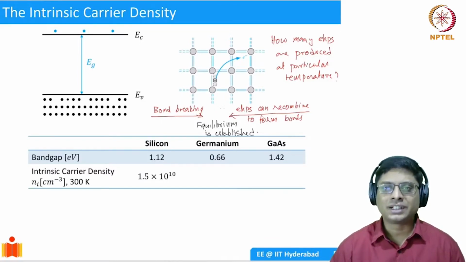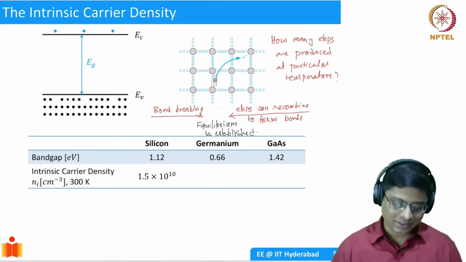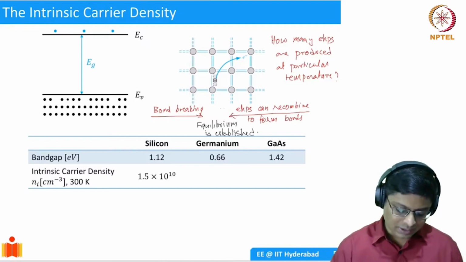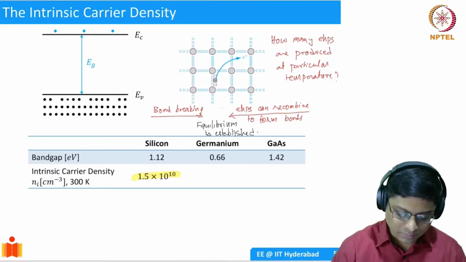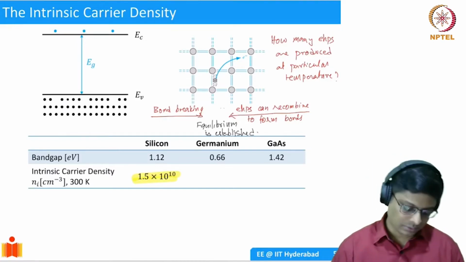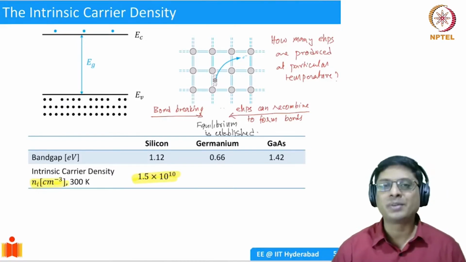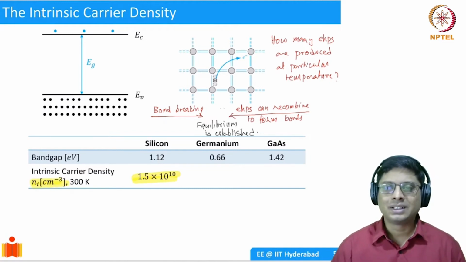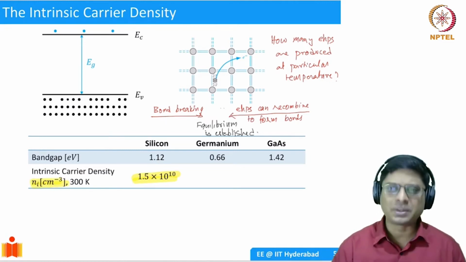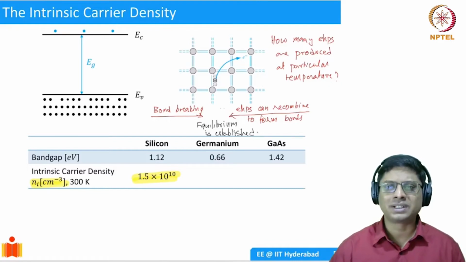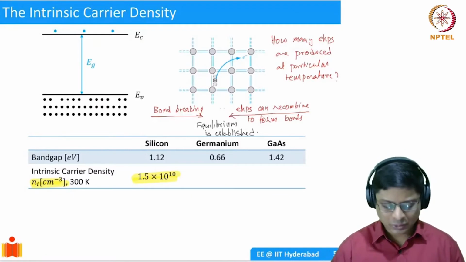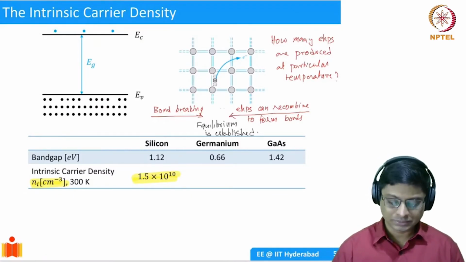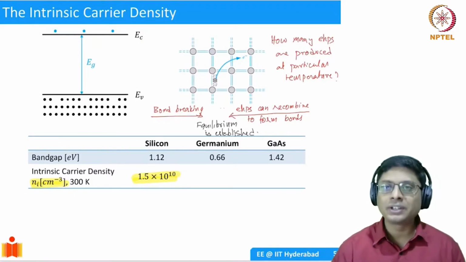I'll derive a number for this later on. But for now, I want you to accept that this number turns out to be, at 300 degrees Kelvin for silicon, 1.5 into 10 power 10. So I will need you to memorize this number. Sometimes I use 1 into 10 power 10 when I'm discussing in the class for simple calculations. I'll say 1 into 10 power 10 electron hole pairs. But if you want to calculate precisely, it will be 1.5 into 10 power 10.